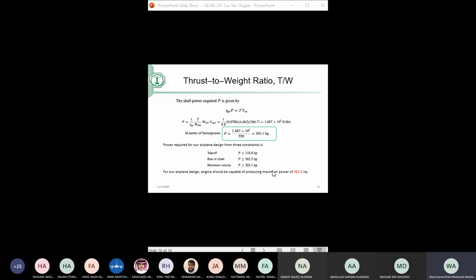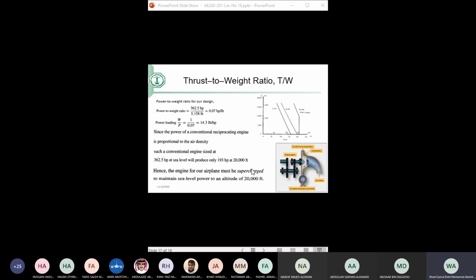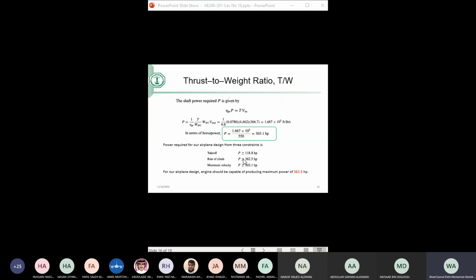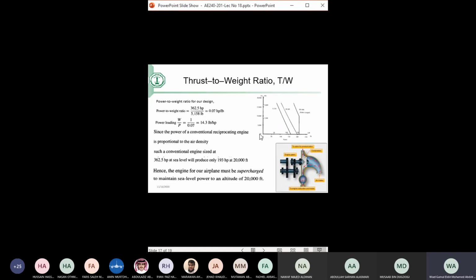Okay. So let's summarize what we have so far. We have the engine of 362. Now, one last thing when it comes to internal combustion engines is that they lose power as you go up with altitude. As the aircraft climbs, the air density will decrease, so the power will decrease. If you want to maintain this power of 362, you must find some way to increase the density of the air getting into the engine. And a way to do this is what we call using a supercharger.